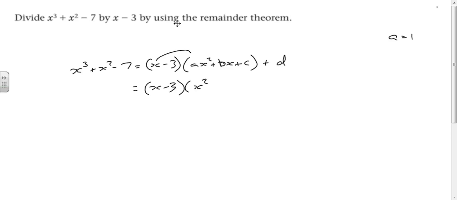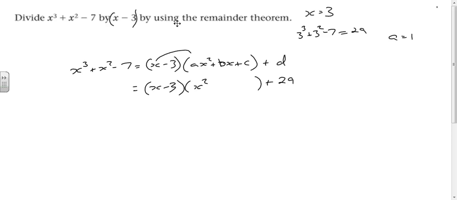And if we're going to use the remainder theorem, if we're dividing by x minus 3, we need to substitute in x equals 3. That's what the remainder theorem is. So we substitute in x equals 3, and see what we get as the remainder. So we're going to have 3 cubed plus 3 squared minus 7, and obviously that equals 29. So our remainder is 29, so we've got our plus 29 on the end.